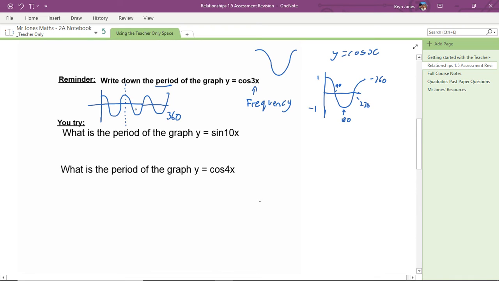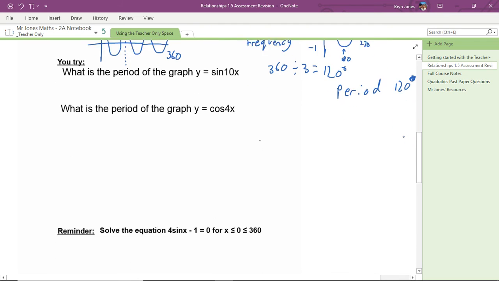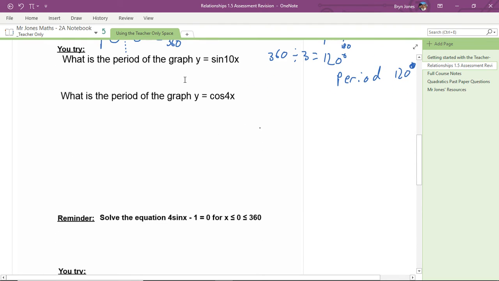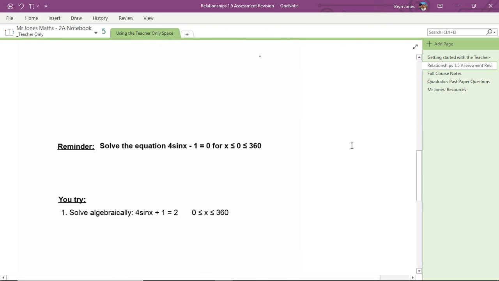And that's just a case of doing 360 degrees, and we're just going to divide that by 3. Okay? We're dividing it by 3 because it's repeated 3 times because the frequency is 3. So 360 divided by 3 is 120 degrees. So the period is 120 degrees. Okay. I'm just going to clean that up because that looks like a 6. Okay, 120 degrees. Okay, so again, there's a couple of you try questions here, and these are going to work in a very similar way.